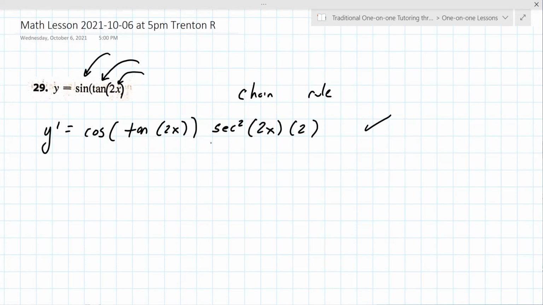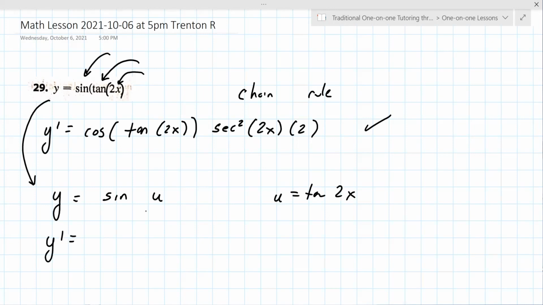Did you follow that? Is that clear? If it's not, I can go through it again. Go through it again one more time. Okay, so I'm going to do this slightly differently. I'm going to say y equals sine u, and u is tangent of 2x.